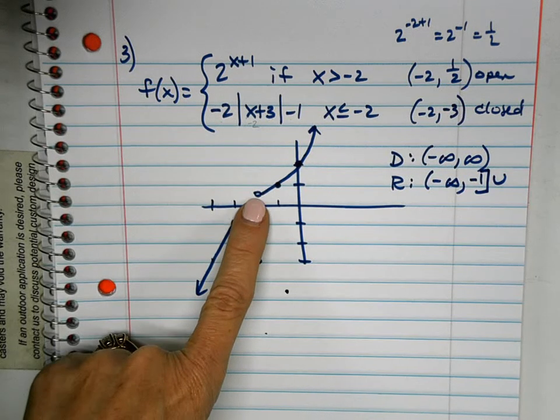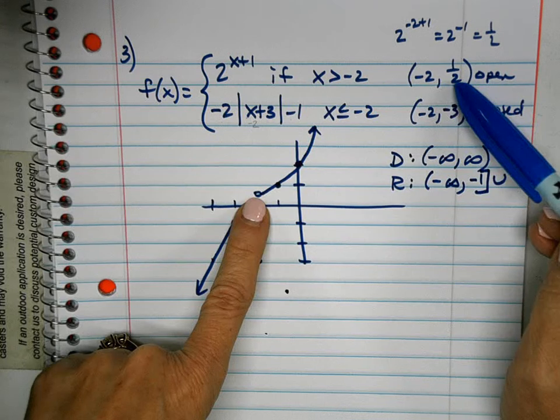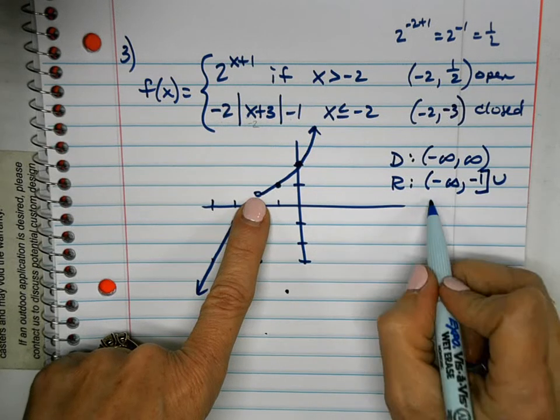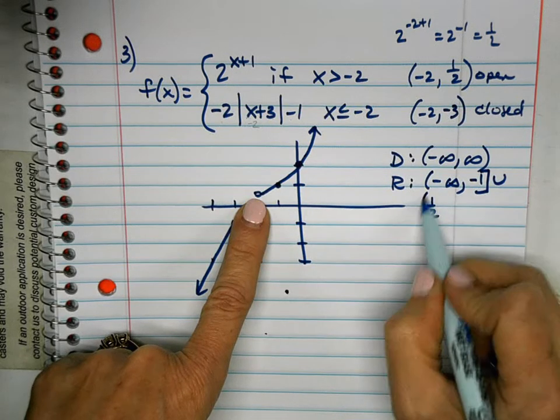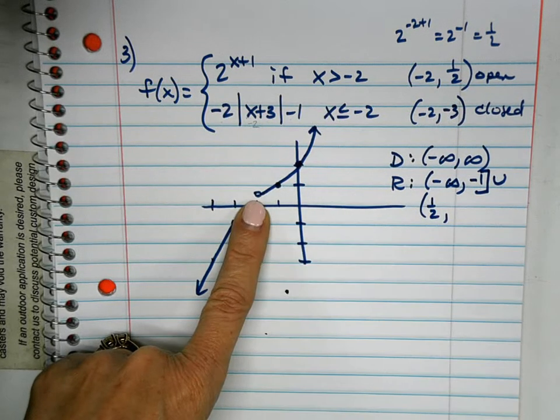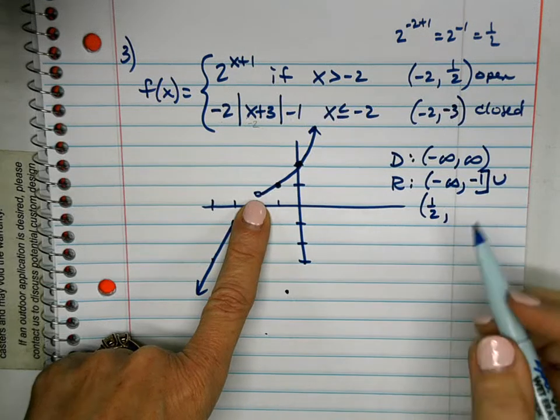What was the y value right here? We found that up here was a half, right? So it's going to pick it up at a half. Does it hit a half? It's got an open circle, right? So we put a parentheses. Okay, and then where does it stop? It doesn't, right? Keeps going on to infinity.